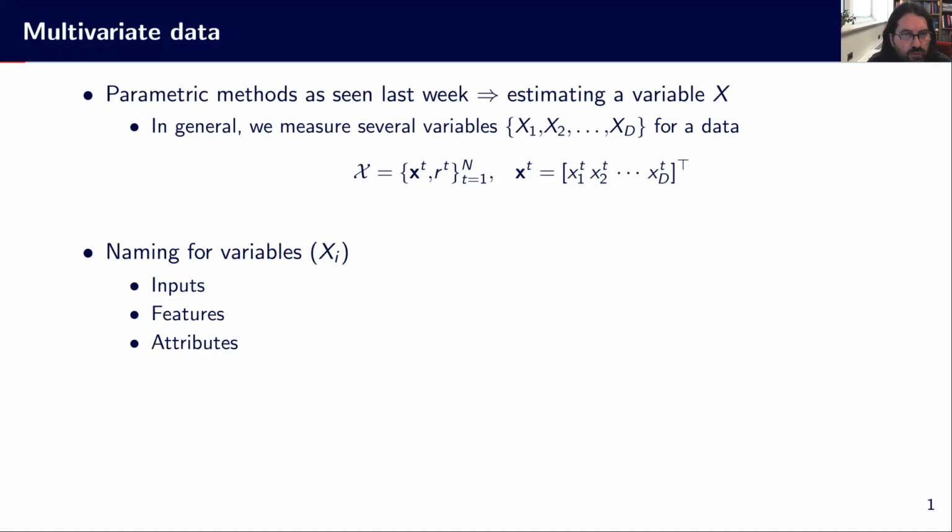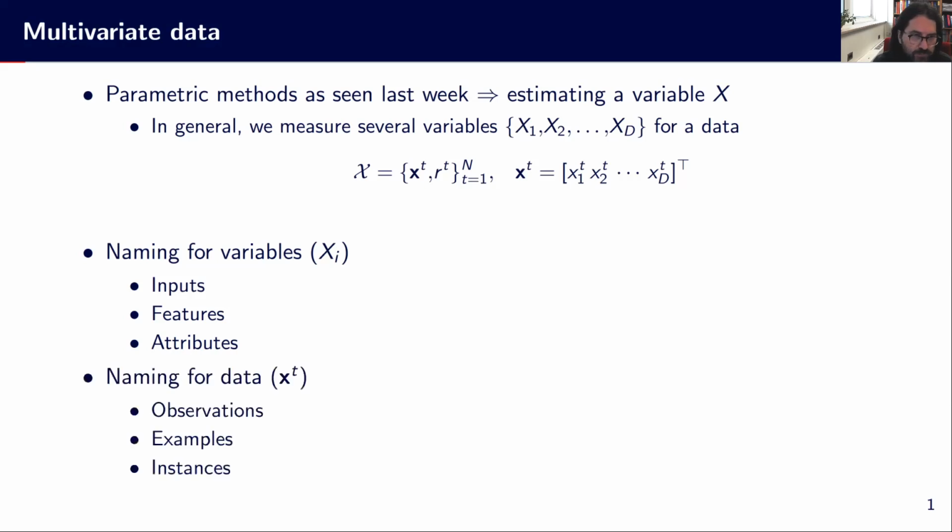Many names can be used for variables. We could call them inputs, features, attributes. These are different names for the same thing, basically. It is more coming from the domain. In some domains, like pattern recognition, we are talking more about features, while in some others, we are talking more about attributes or inputs. And for a data point, we could call this a sample. It is also named an observation, an example, or an instance. These are all different names to qualify the data itself.